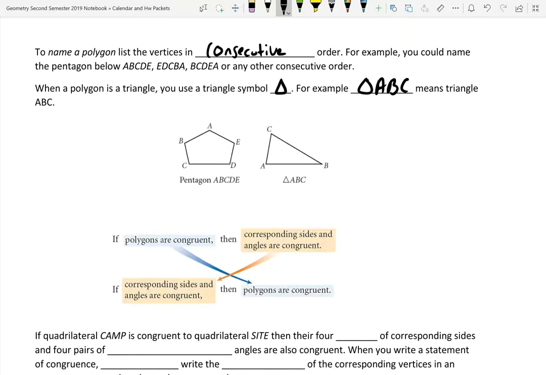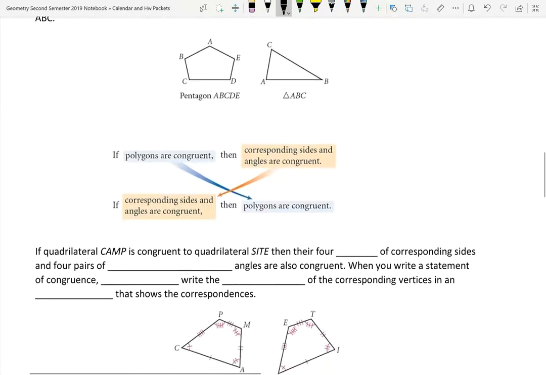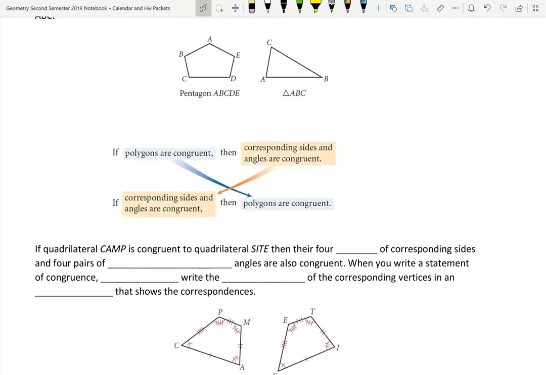If I say that polygons are congruent, that means that the sides and the angles are corresponding to each other. Their corresponding sides and angles are congruent. So if polygons are congruent, the corresponding sides and angles are congruent. Or if the corresponding sides and angles are congruent, then the polygons are congruent. And I'll show you what I mean.